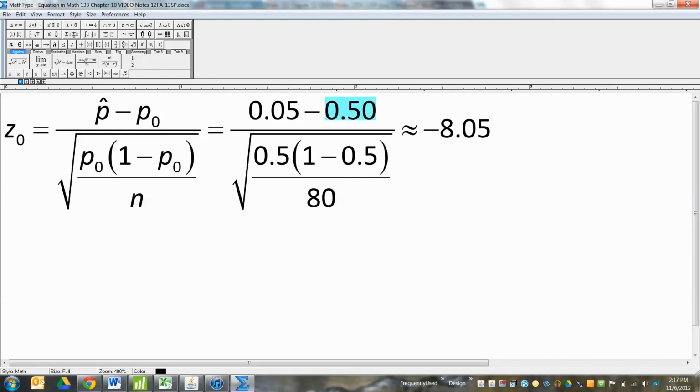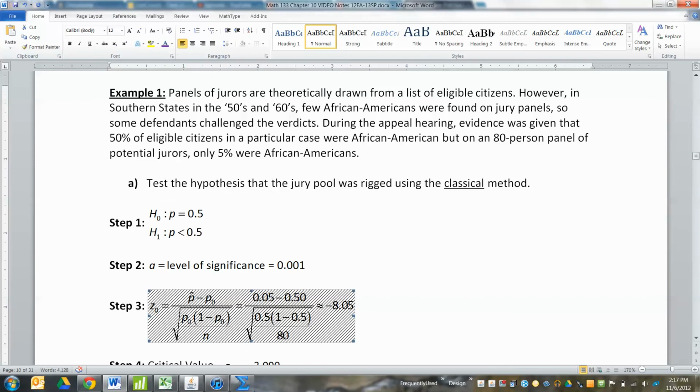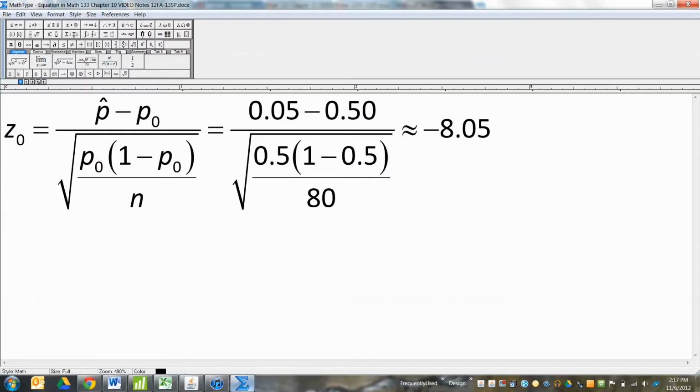Now, does the 0 look familiar right here? It sounds like h0, right? It's what you assume to be true in that null hypothesis, that h0. That's what you assume to be true of that proportion. So we assumed that it was 0.5. So you put 0.5, 0.5, 1 minus 0.5. Everywhere there's a p0, you put what you had in your null hypothesis, 0.5. Okay. And then n is 80 because it was an 80-person panel.